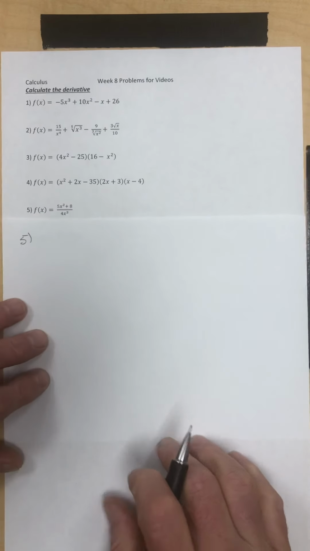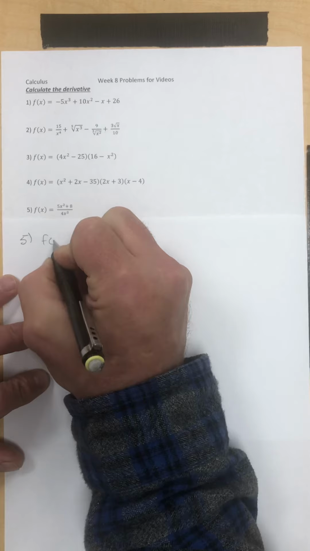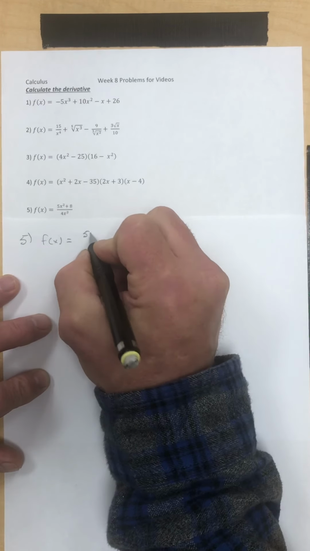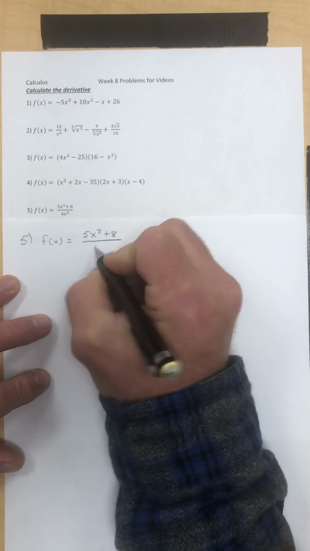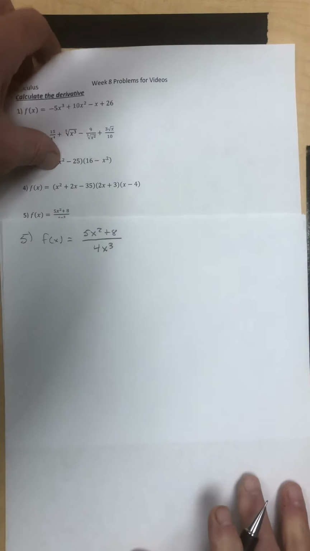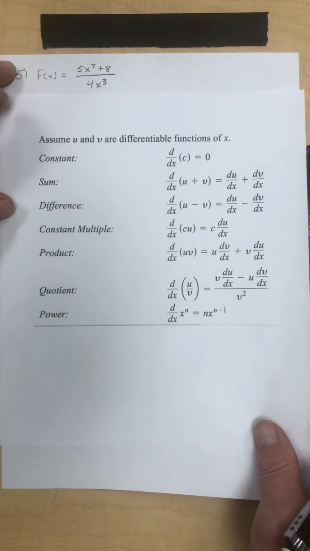All right, guys, let's see. Number 5. So we have f of x is equal to a quotient here: 5x squared plus 8 all over 4x cubed. I'm going to need some room on these. So we go right here. We go to our quotient rule.